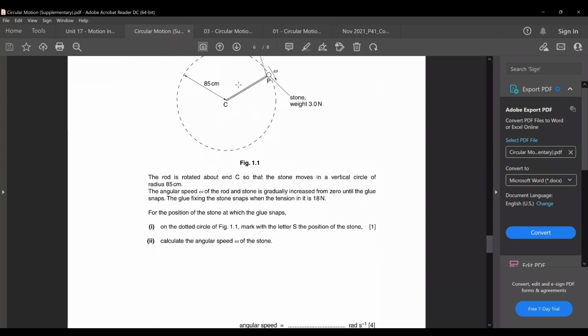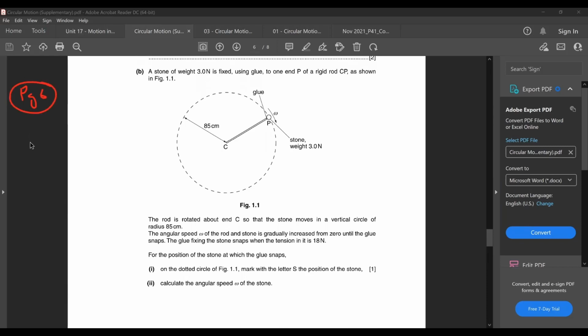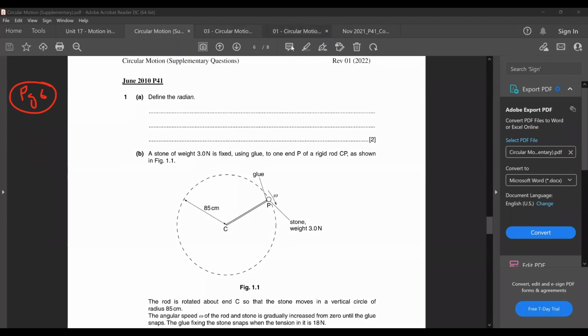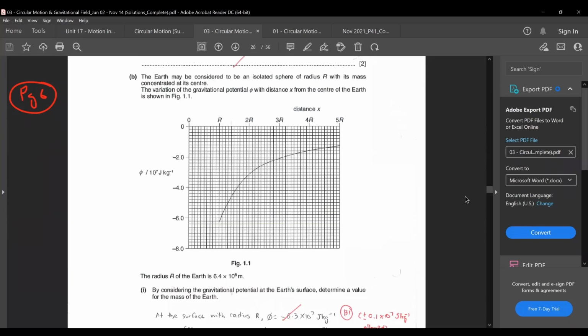Can you have a look at page 6 of the supplementary worksheet? Okay, page 6 of the supplementary worksheet. This is June 10 P41. The first part of the question asks you to define the radian.